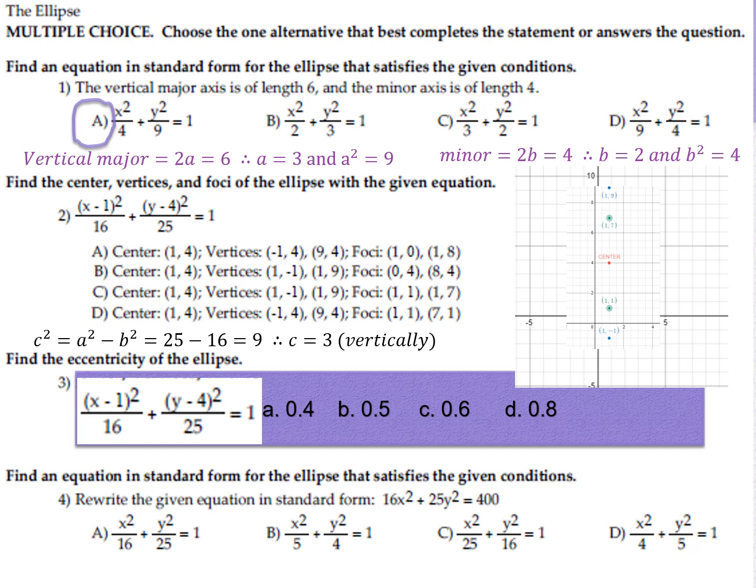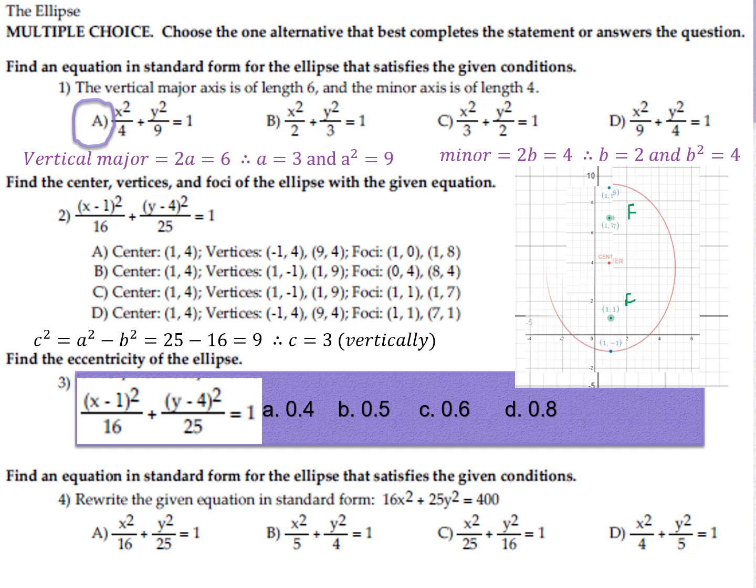1, 9. Whoops, wait a minute. Where am I? Yeah, 1, 7 and 1, 1 for my foci. Kind of lost track there for a minute. There's my 1, 1, and here's my 1, 7. So up 3 and down 3 from my center location, and that clarifies it for me to choose the right one. If you want to finish graphing, you can go out 4 each way and then sketch it in.